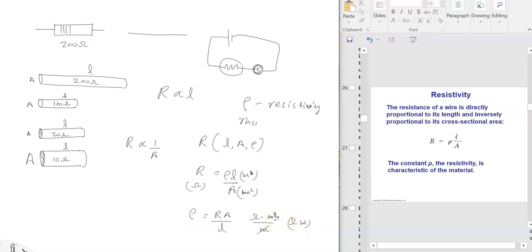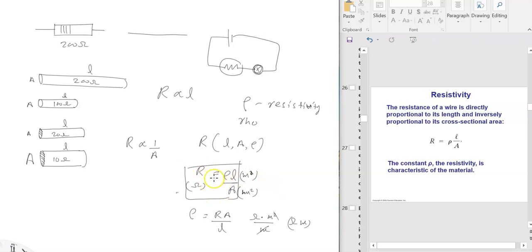So once again, resistance depends on these factors, length, area, and resistivity, and given by this equation over here. On the PowerPoint you can see the equation. Equation is right here.